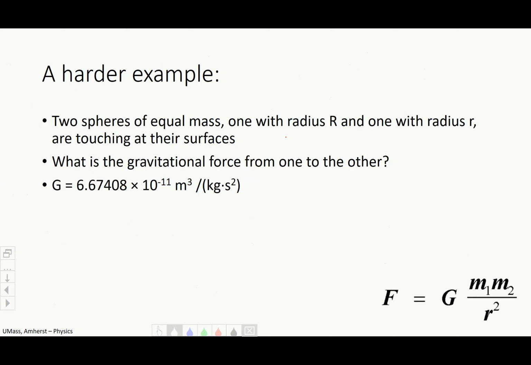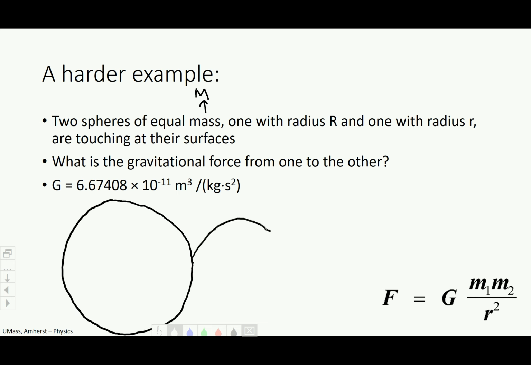Here's a little bit of a harder example. We have two spheres of equal mass, one with radius big R and one with radius little r. They're touching at their surfaces. What is the gravitational force from one to the other? We are going to say that they are of equal mass m. This isn't a terribly complicated example, but it requires us to remember some important things about gravity.